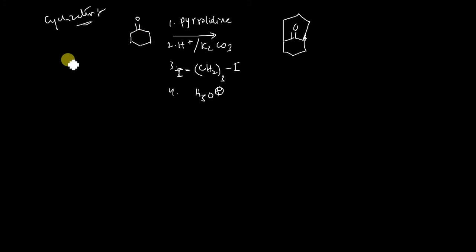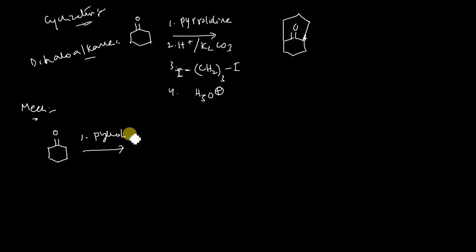What are the organohalides we are using here? They are dihaloalkanes. The mechanism involved in this reaction: the first step is the reaction of this cyclohexanone with the pyrrolidine under acidic condition with the dehydrating agent, which gives you an enamine, and the enamine is a nucleophilic source.